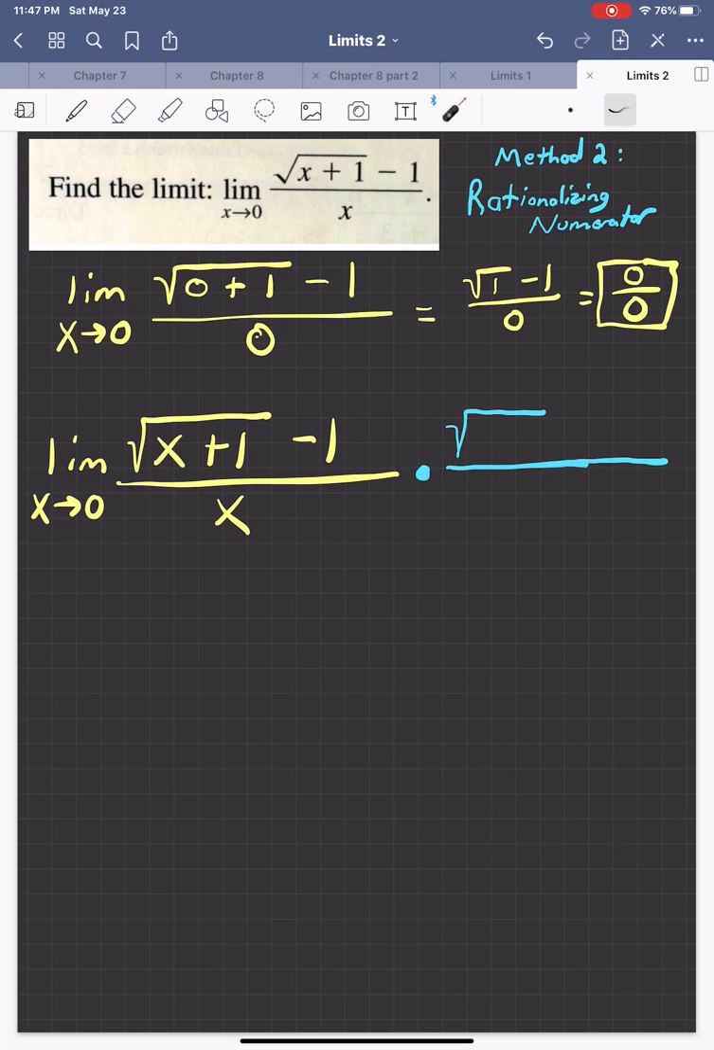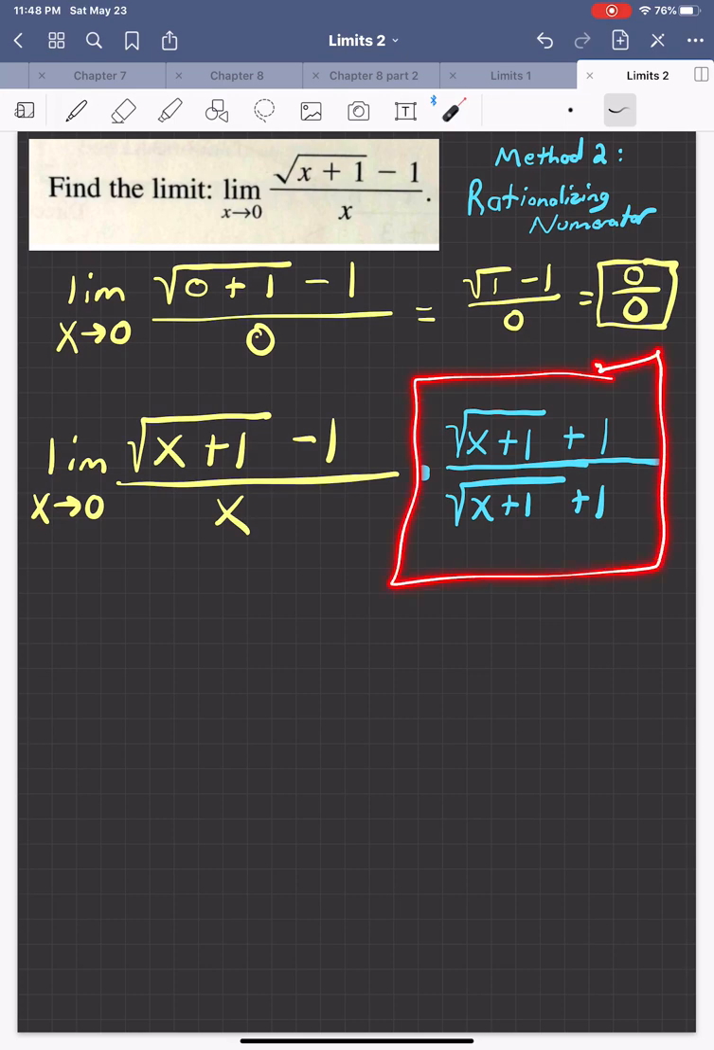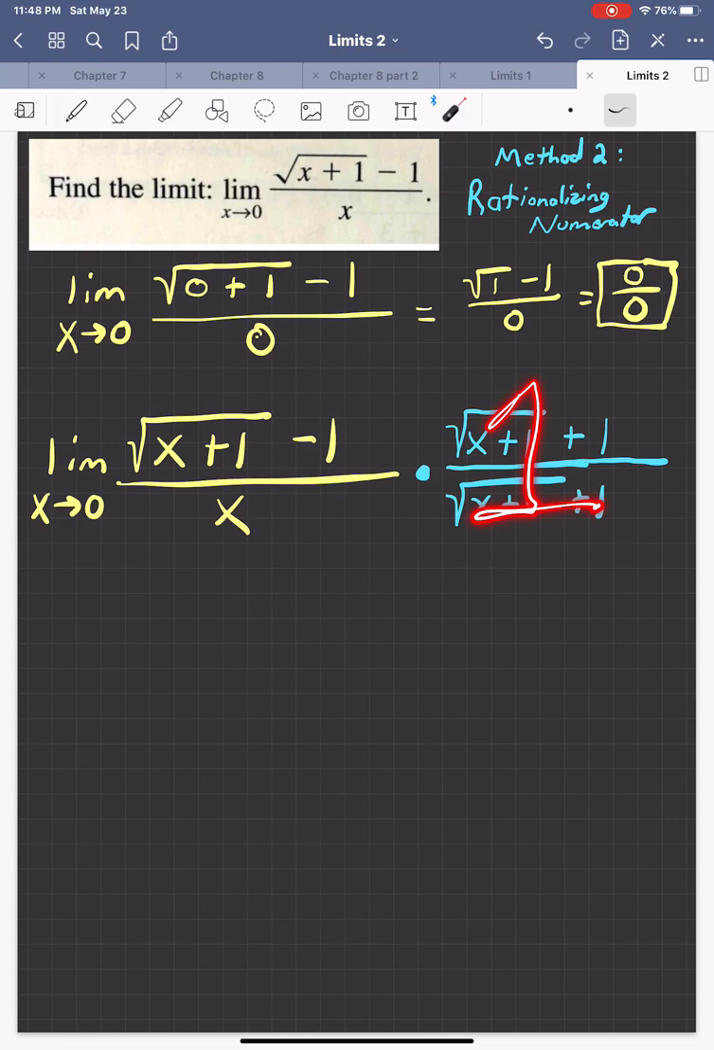So now, what is the conjugate of the square root of x plus 1, minus 1? Well, the conjugate is the square root of x plus 1, change our sign, so plus 1. Now, if you want to multiply the numerator by the square root of x plus 1 plus 1, then you have to also be willing to multiply the denominator by the square root of x plus 1 plus 1. Now, don't you agree with me that this is just a fancy way of writing the number 1? The square root of x plus 1 plus 1 divided by itself is just 1. So really, we're just multiplying by the number 1. It's just a fancy way of multiplying by 1.